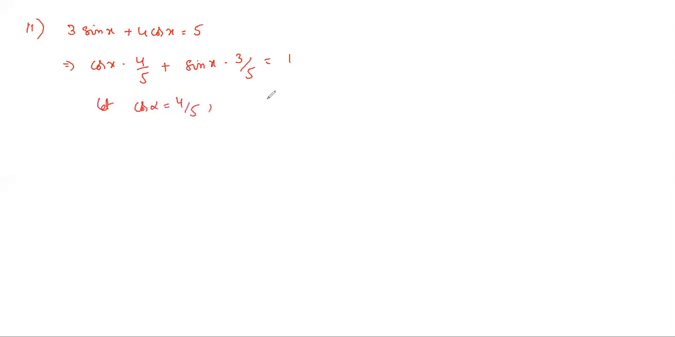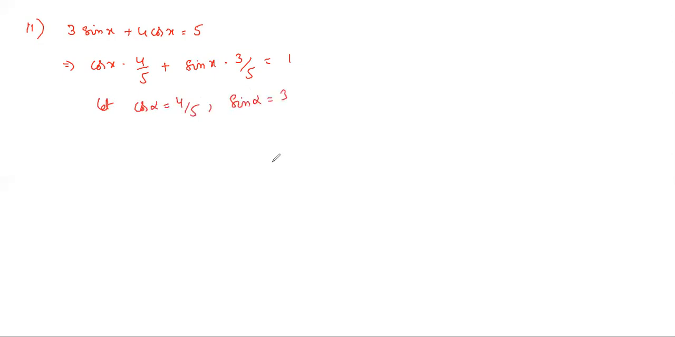Next equation, 3 sin x plus 4 cos x equals 5. So divide with 5 on both sides. So you will get cos x, first time writing cos x, 4 by 5 plus sin x 3 by 5 equals 5 by 5 is 1. So here you take cos alpha equals 4 by 5, sin alpha equals 3 by 5.